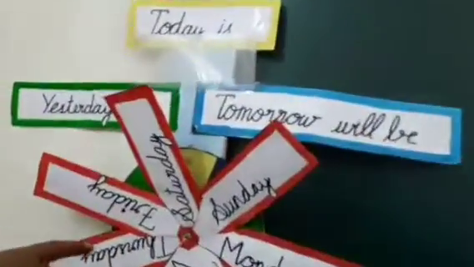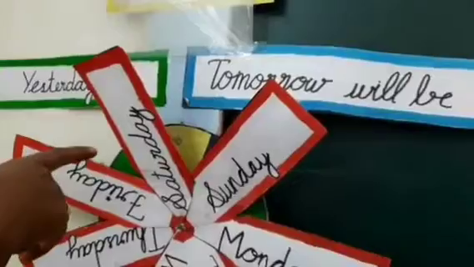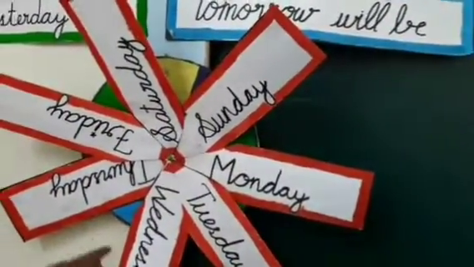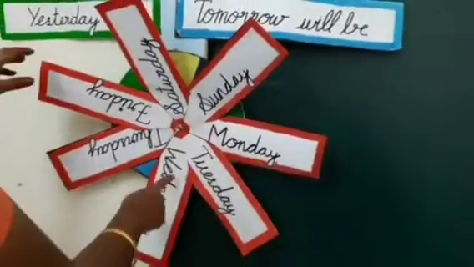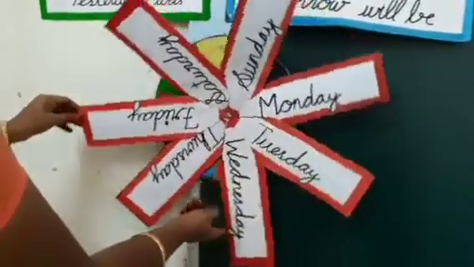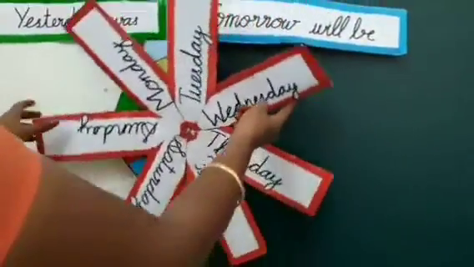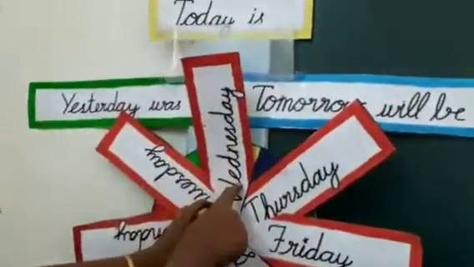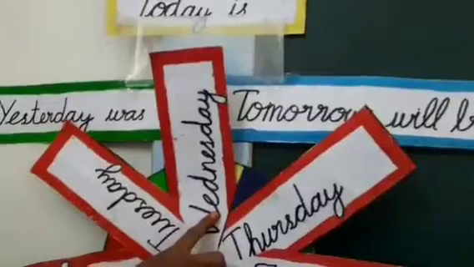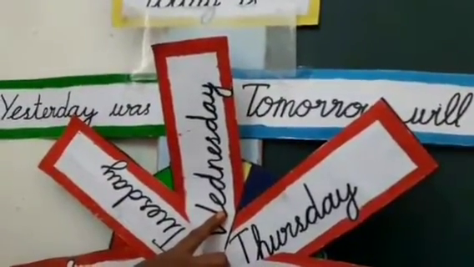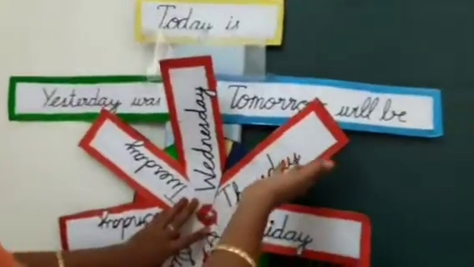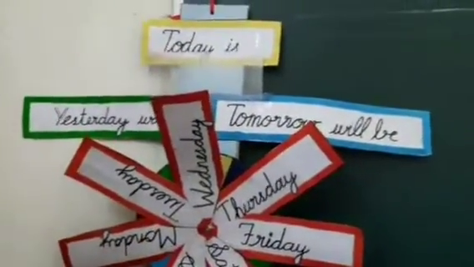What is the day today? Today is Wednesday. Where is Wednesday? Yeah, it's here, on the wheel. So today is Wednesday. Very good. Yesterday was Tuesday. And tomorrow will be Thursday. And what is the date?